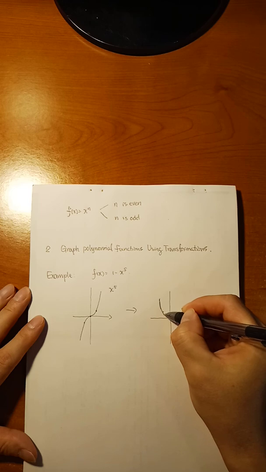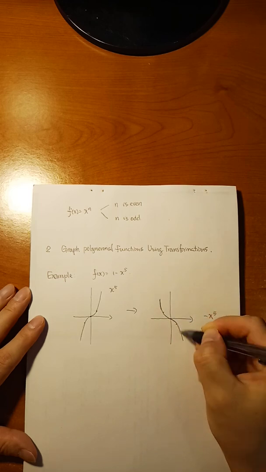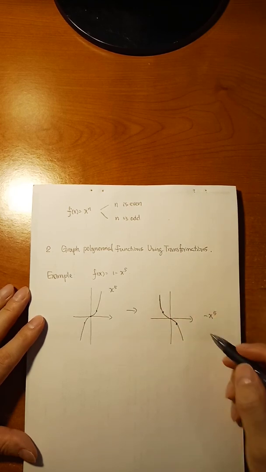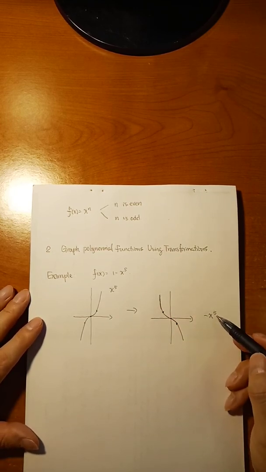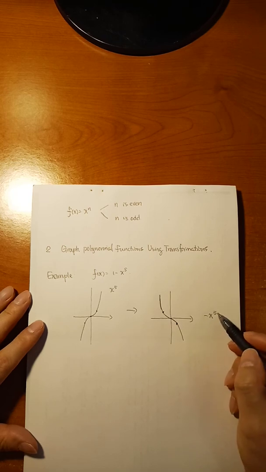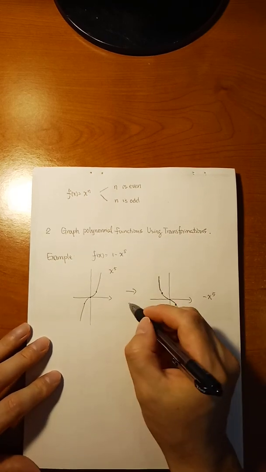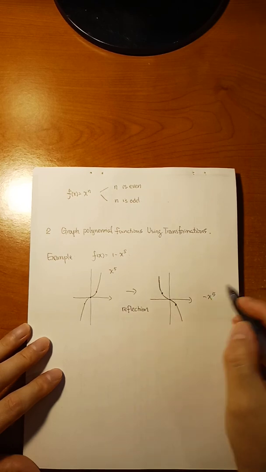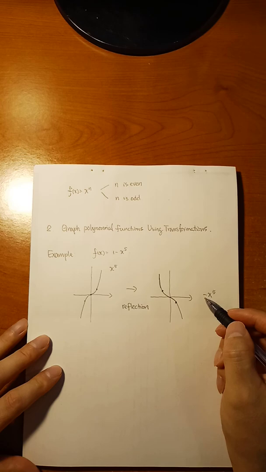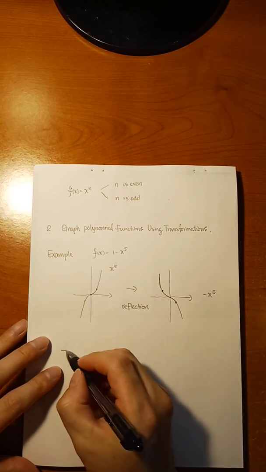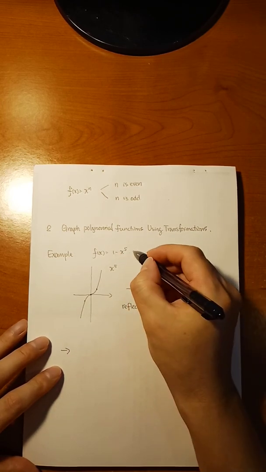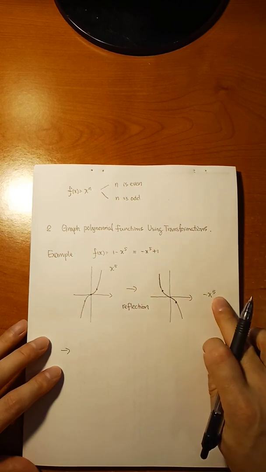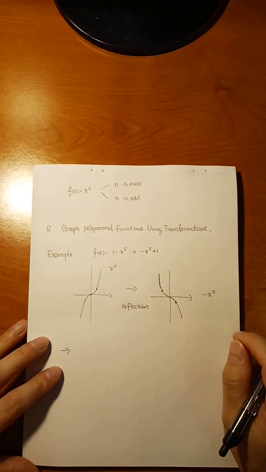Let's shift it a little bit. So this is the graph of negative x^5. This one is a reflection. Reflection means you multiply it by negative 1. And then we're going to shift, because this one is equal to negative x^5 plus 1. After you get this function, you're going to shift it up 1 unit.